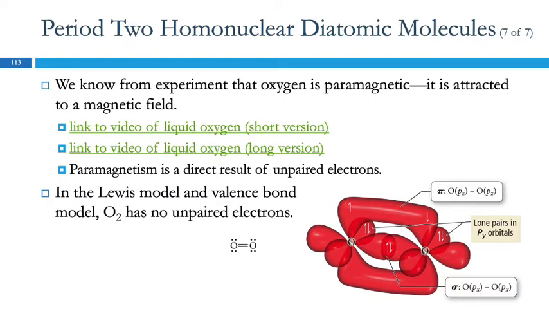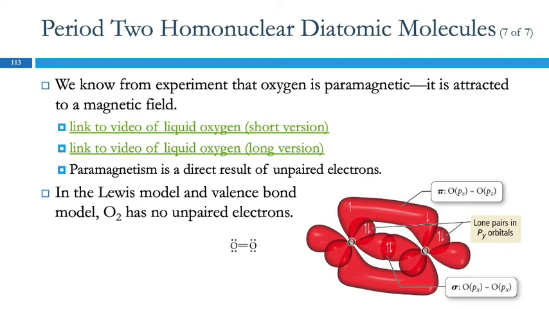So we know from experiment that oxygen is paramagnetic, which means it's attracted to a magnetic field. For something to be paramagnetic, it has to have unpaired electrons. And the Lewis model and valence bond theory can't do this. So here's the Lewis model for oxygen, O2. Looks to me like all the electrons are paired up, yeah? And here would be the valence bond theory, where we've got a sigma bond here, and this is a pi bond, and then we've got lone pairs. But again, everything's paired up.